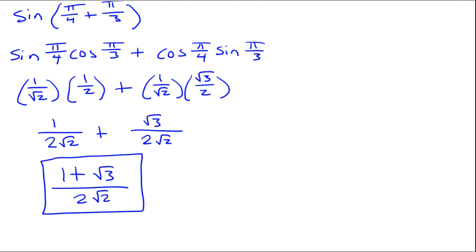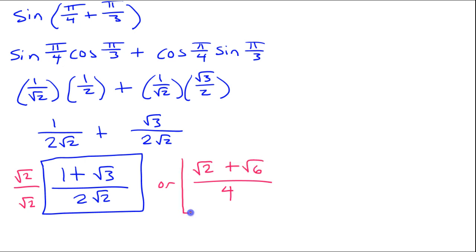Now we can rationalize the denominator by multiplying the numerator and denominator by radical 2. That's going to create a denominator of 4 right here. And distributing, radical 2 times 1 is radical 2. And radical 2 times radical 3 is radical 6. So that is going to be the answer if you rationalize the denominator.